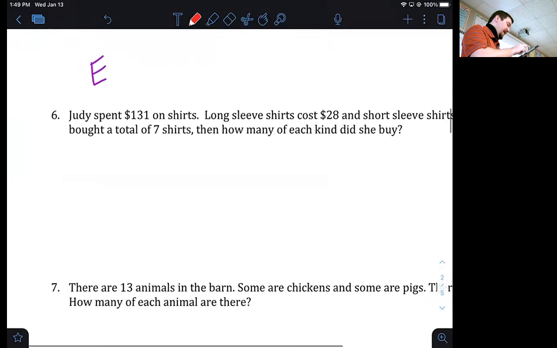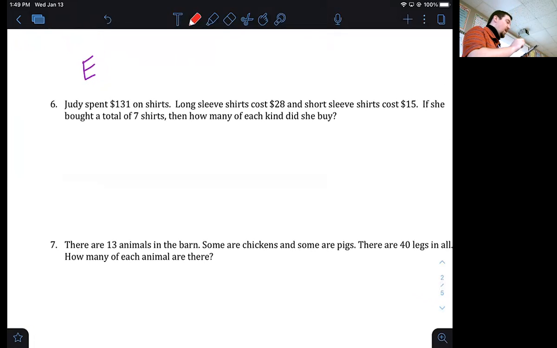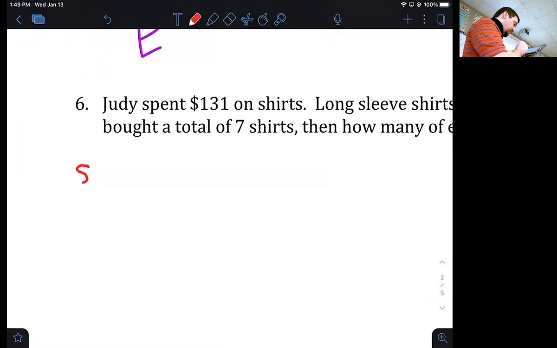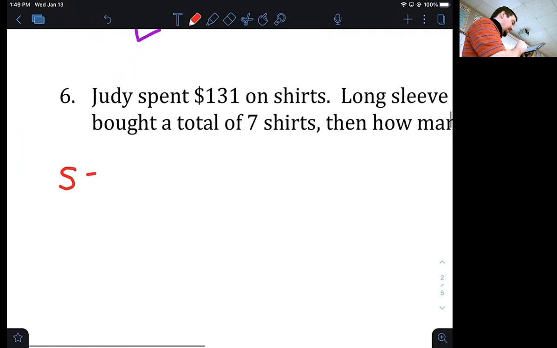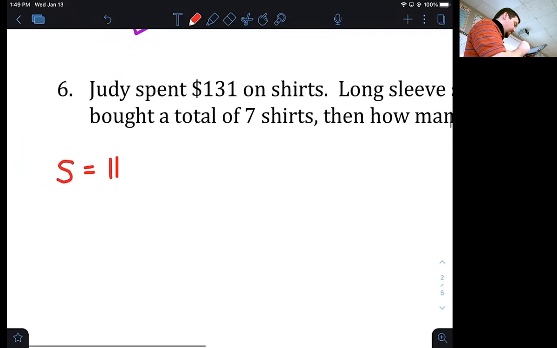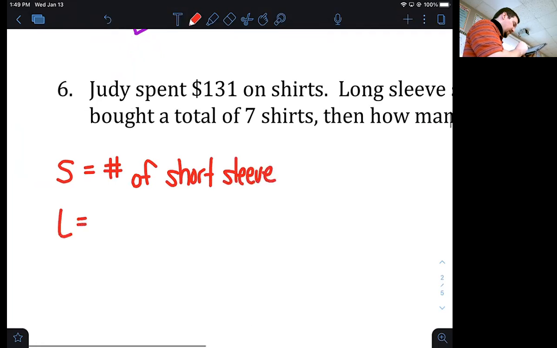Jace, I called on you first, so I'll let you pick which equation you want to give me. Let's use S for the number. I about said price, but we already know the price. S represents the number of short sleeve shirts. L for long sleeve. L represents the number of long sleeve.